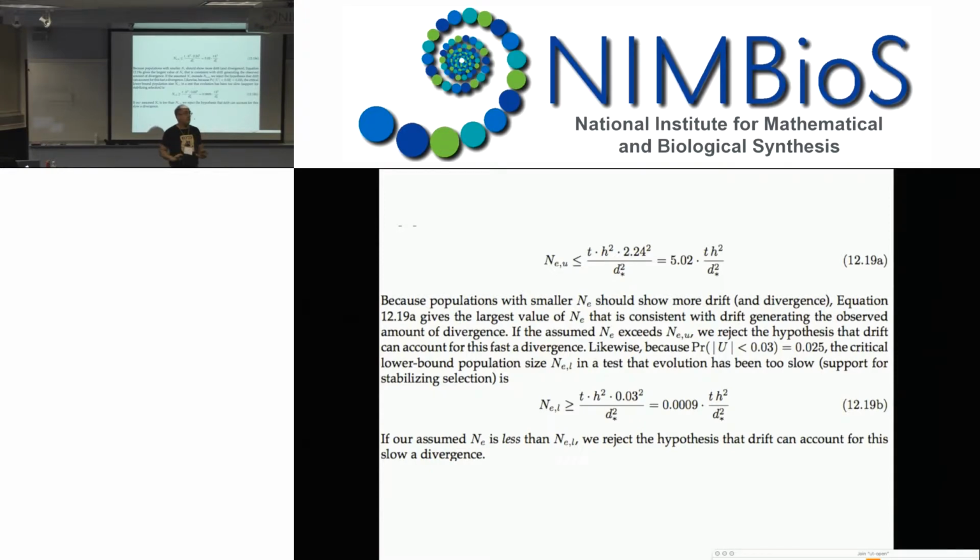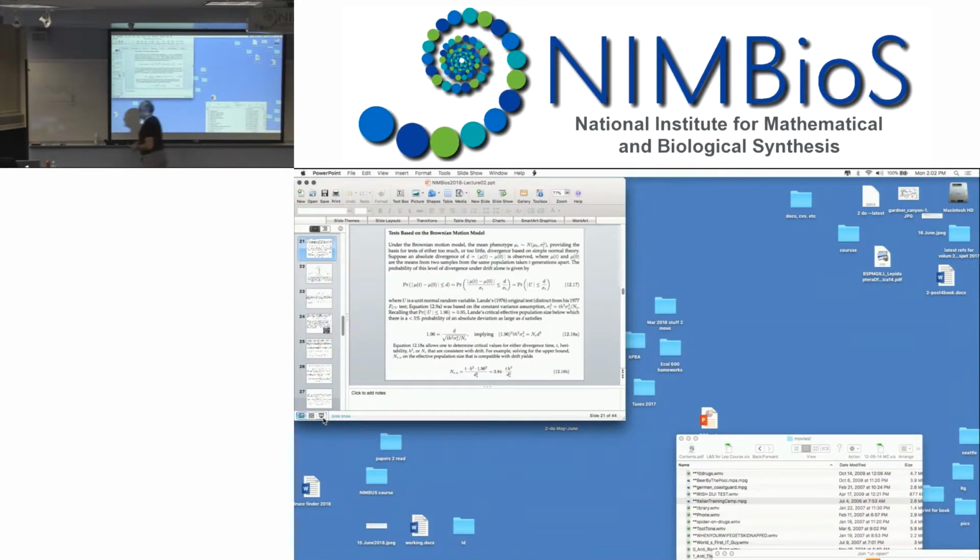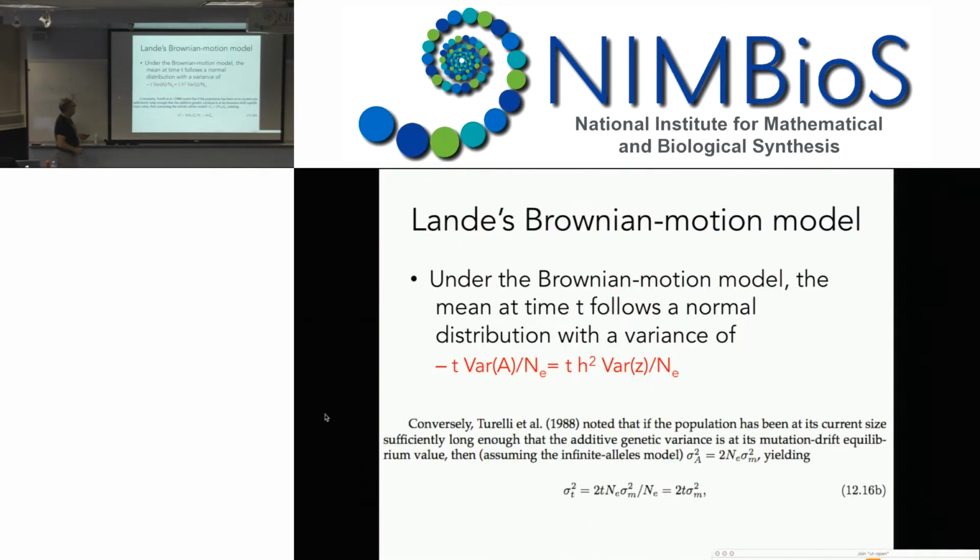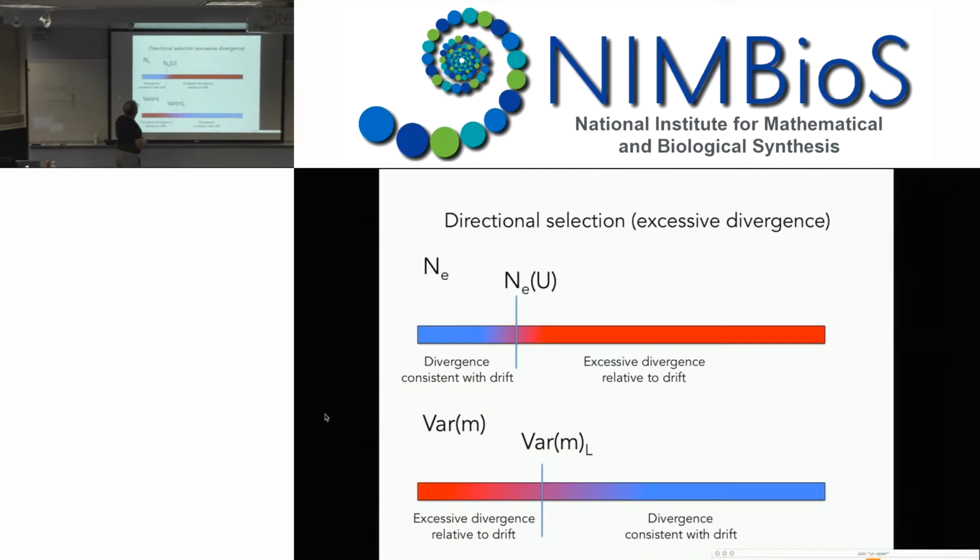Let's think about the key idea. The key idea goes back to these figures here. If I have a test that's based on the effective population size, as my population size gets larger, drift becomes more unlikely. So I have a critical value. If my effective population size is bigger than that critical value, drift is unlikely.